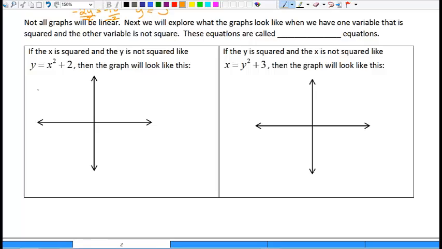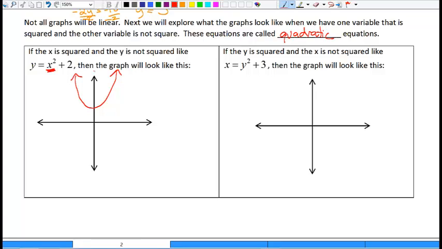So not all graphs will be linear. So next what we're going to explore is what graphs look like when one of the variables is squared and the other one is not squared. These equations are called quadratic equations. So if the x is squared and the y is not, like y is equal to x squared, notice the x is squared but the y is not, then the graph is going to look like that. We call this a parabola or quadratic equation.